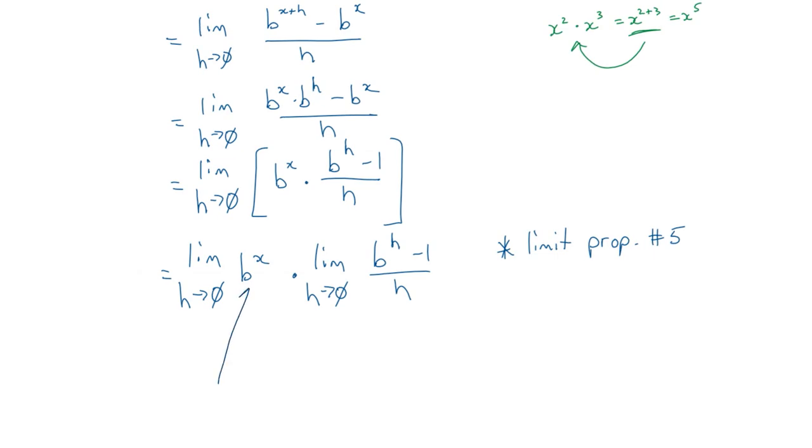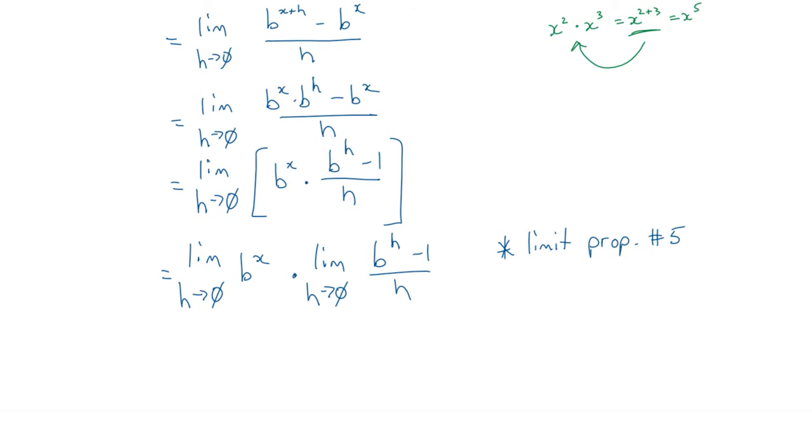This doesn't have an h in it. So the limit as h approaches 0 of b to the x. B to the x is actually a constant in terms of h. Now this is something that maybe some people wouldn't quite understand, because b to the x changes as x changes, but b to the x doesn't change as h changes, right? No matter what h is, b to the x will always be the same, because it only depends on x. B is a given base, so b is not really changing. It's for any specific base that stays the same in this case.